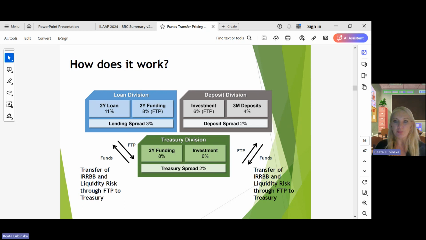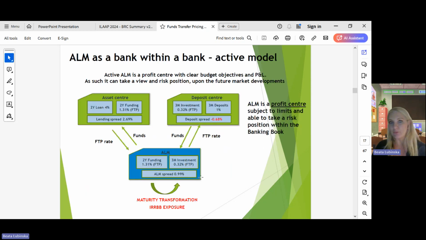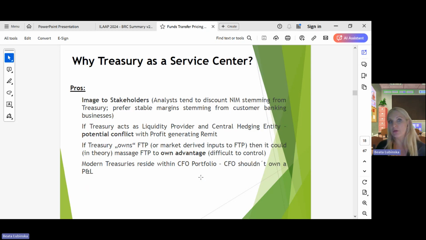Let me stop here. In 1 week I would like to tell you about treasury, what the principles are about treasury as a service center and as a profit center, but this will be for our next session.